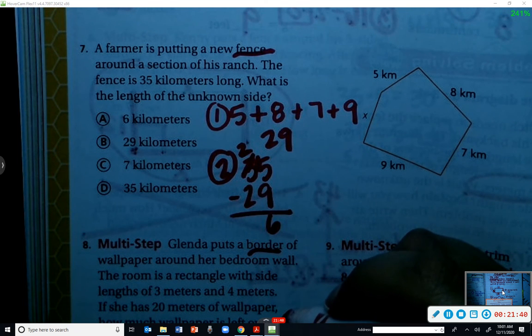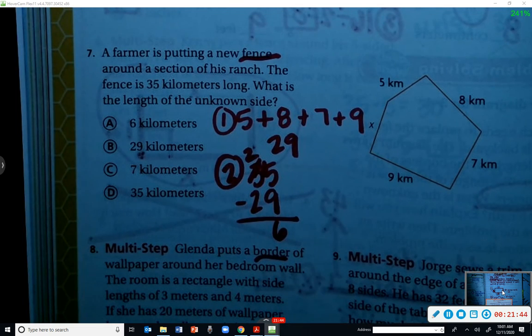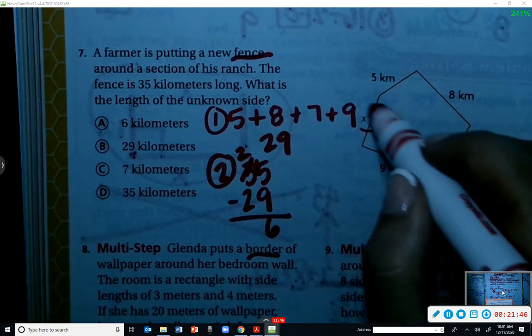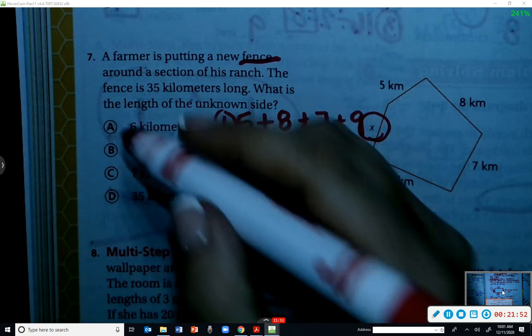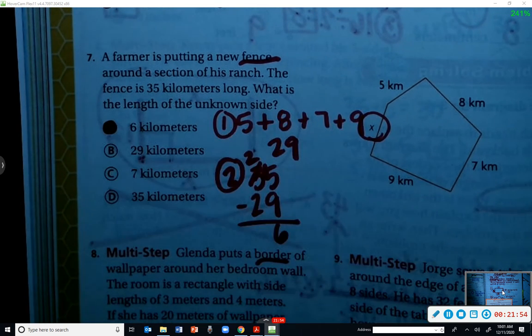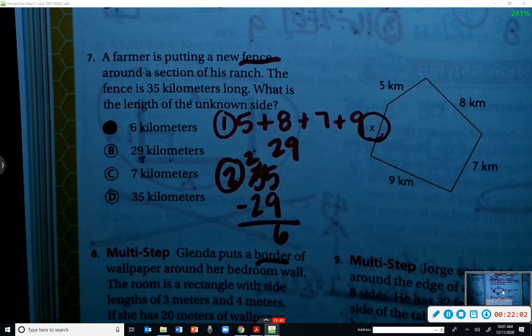Okay? Am I done? Yes. If there's only one missing side, then that's all you do. 2 steps. Okay? So A was correct. If there's only one missing side, there's only 2 steps.